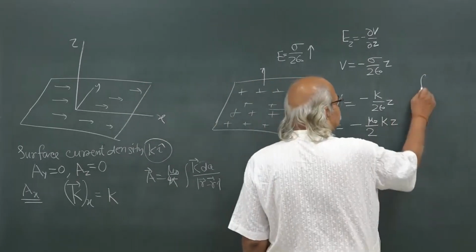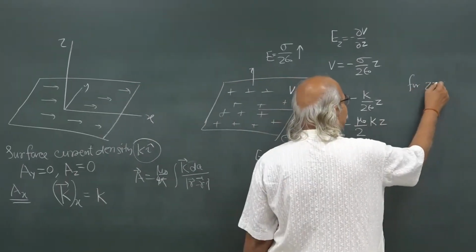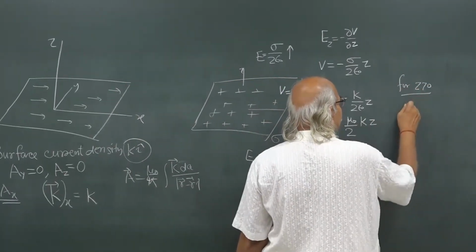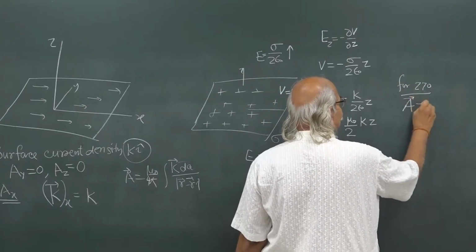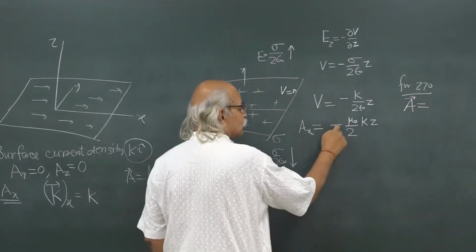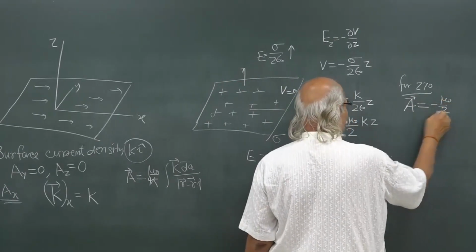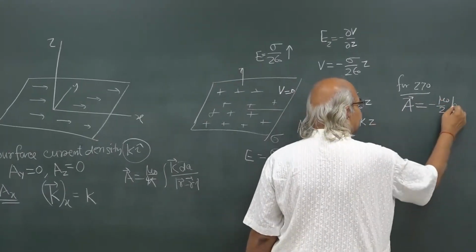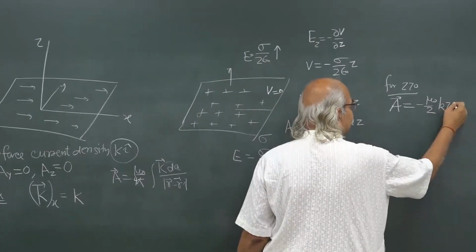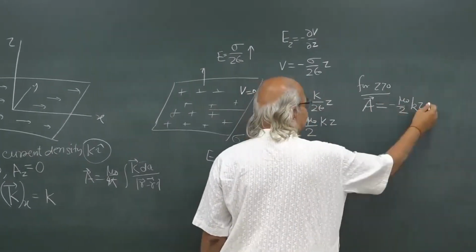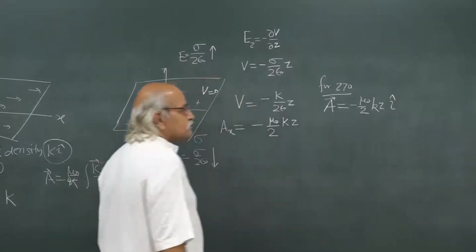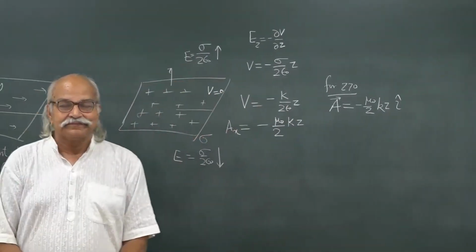So, for z greater than 0, we have the expression A is equal to minus mu naught by 2 and then k z and then x. So, this is I cap, this is I cap.